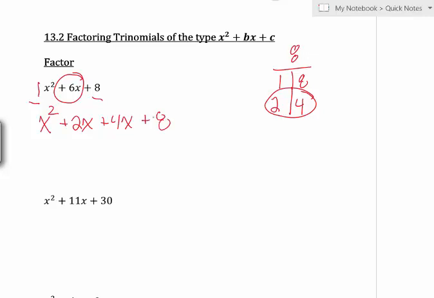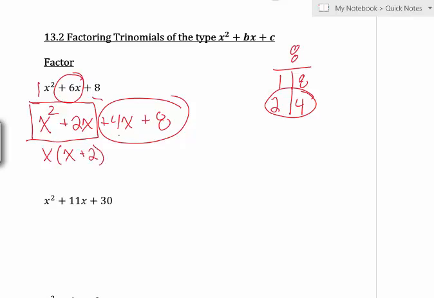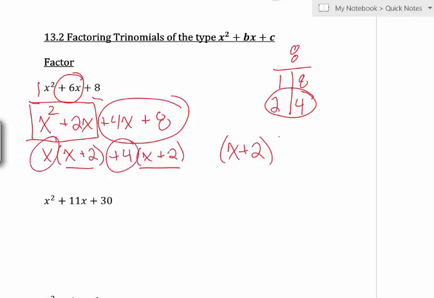Now if you notice, I have 4 terms. So I'm going to go ahead and box the first 2, circle the second. Okay, so what can I factor out of x squared plus 2x? I can factor out the letter x, and I'm left with an x plus 2. What can I factor out of 4x plus 8? Factor out the number 4, and I'm left with an x plus 2. If you notice, that's my common factor, x plus 2, and my other factor is going to be x plus 4.